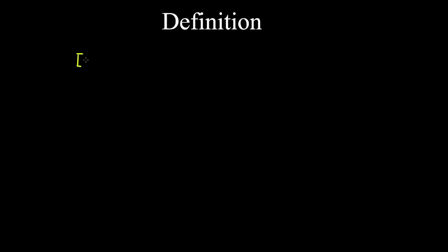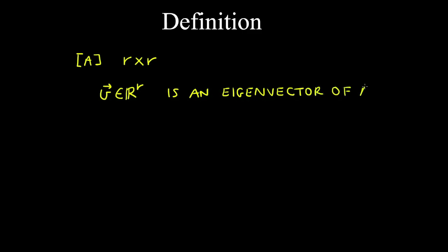Given a square matrix A, which has the same number of rows as columns, a non-zero vector in the vector space of R tuples is called an eigenvector of A if the product of matrix A with the vector V is a scalar multiple of V for some scalar lambda.